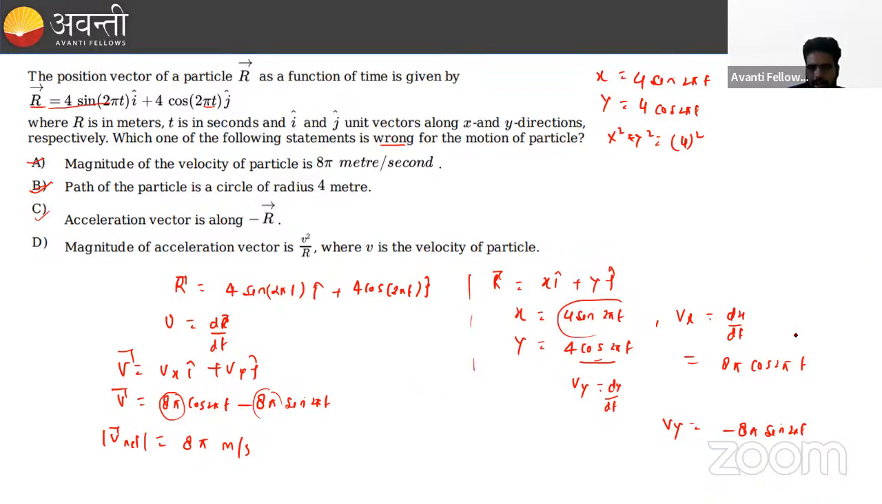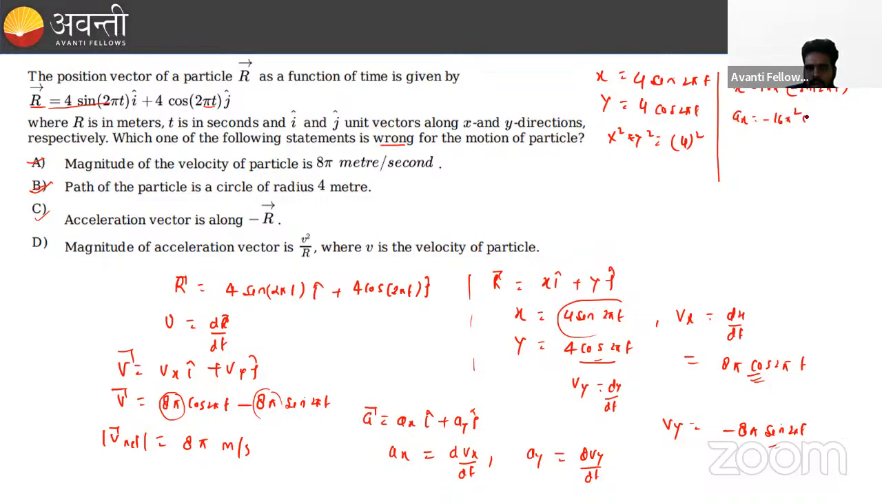Acceleration. In order to find the value of acceleration, again we have to differentiate. The acceleration can be written as ax i cap and ay j cap. Here ax is dvx upon dt, and ay is dvy upon dt. If we solve this, ax will become 8 pi times 2 pi, that is 16 pi square, and the differentiation of cos 2 pi t gives minus sine 2 pi t. So ax is minus 16 pi square sine 2 pi t.